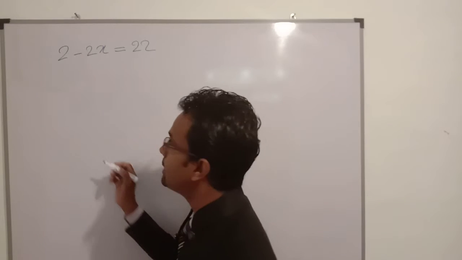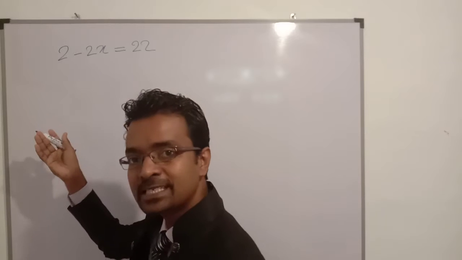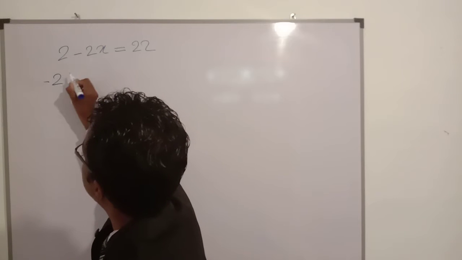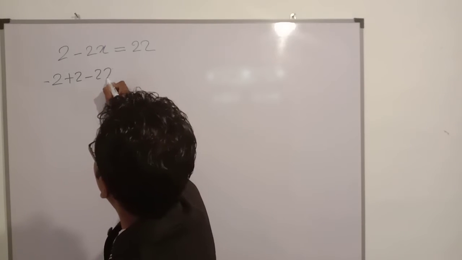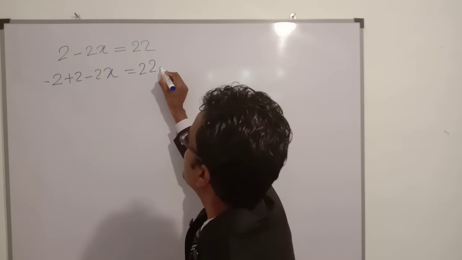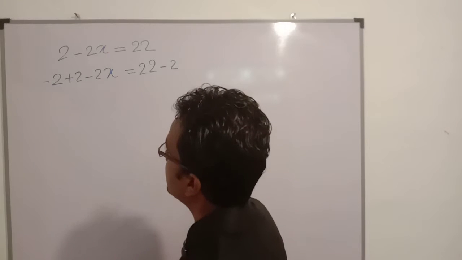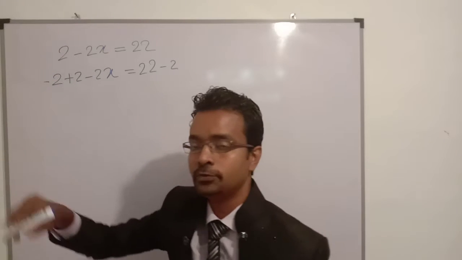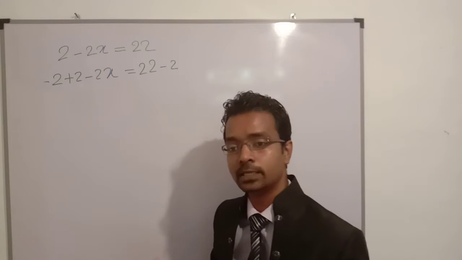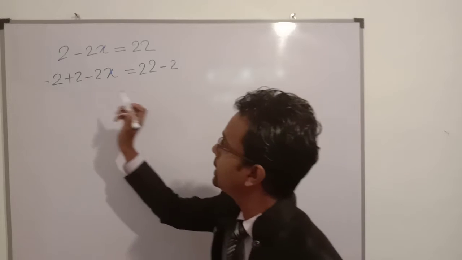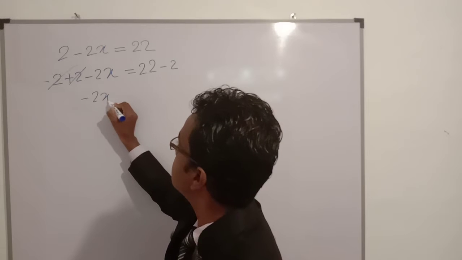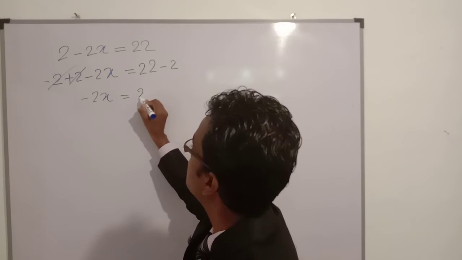I add the negative value. It is positive 2. Its opposite value is negative 2. I'll add negative 2 to this side, and this is positive 2 minus 2x, and apply the same value to the other side, 22 minus 2, because this is positive 2. To cancel positive 2, you add its opposite value. Positive 2's opposite value is negative 2. Negative 2 is added to both, then positive and negative cancel out. Negative 2x is equal to 22 minus 2, 20.